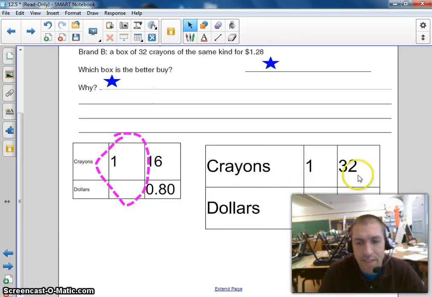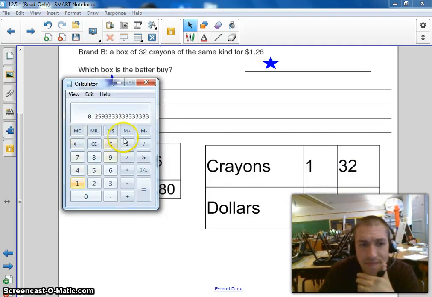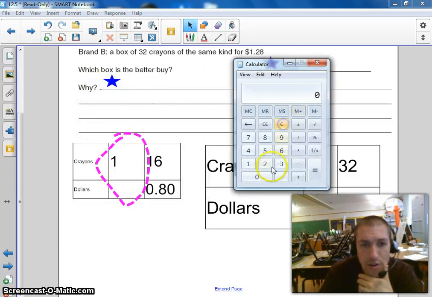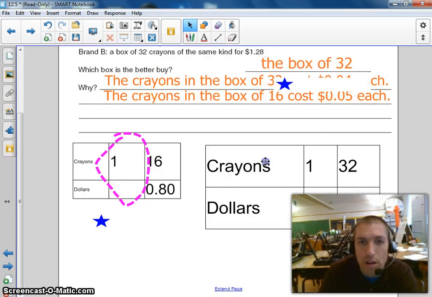Okay, and now if I figure that out, if I divide that out and I do $1.28 divided by 32, I'm going to know this is about 4 cents per crayon. And if I do 80 cents here divided by 16, I know this is 5 cents a crayon. Well, this is a better buy. Why? Because the box of crayons for 32 costs 4 cents each, and this one costs 5 cents each. This is cheaper. Brand B is a better buy.